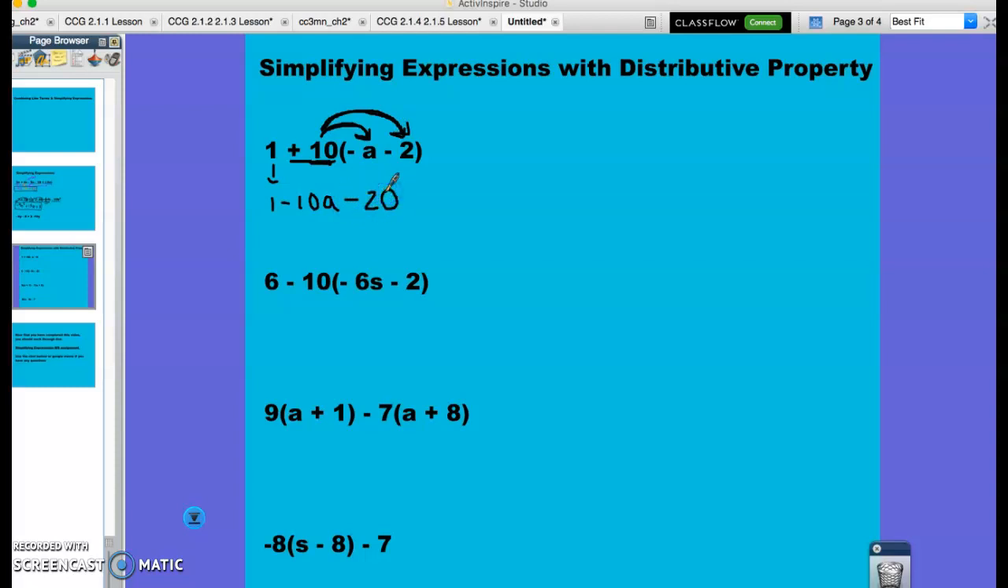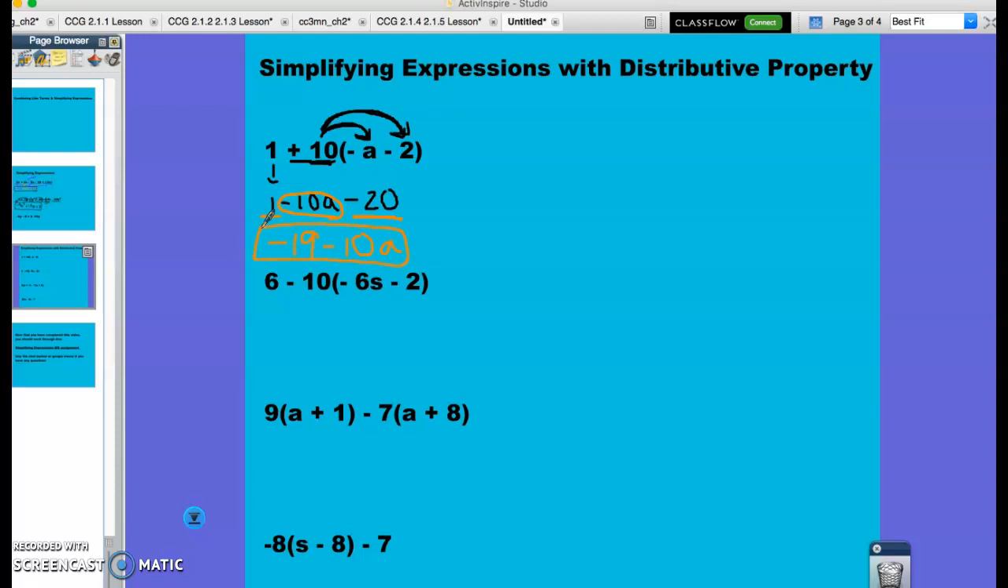All right, now we're not done. Once we've done that distributive property, now we need to combine any like terms that we have. We'll notice we've got a 1 and a negative 20. That gives us a negative 19. And then that 10a is all by itself there, so a negative 10a. So here's our answer. Again, using the distributive property, we multiply everything in the parentheses times whatever's on the outside.